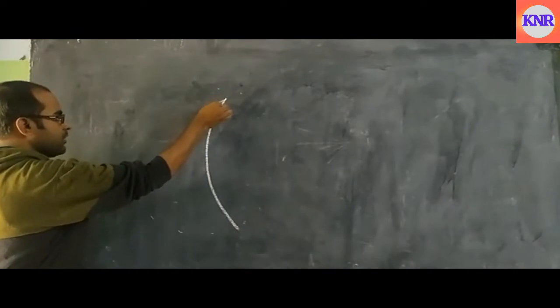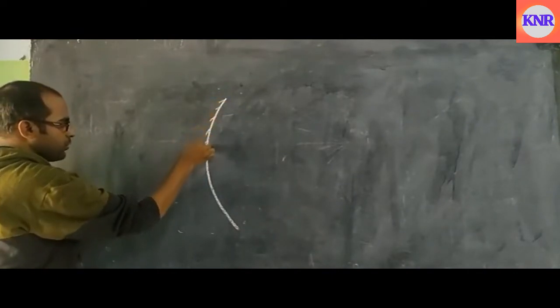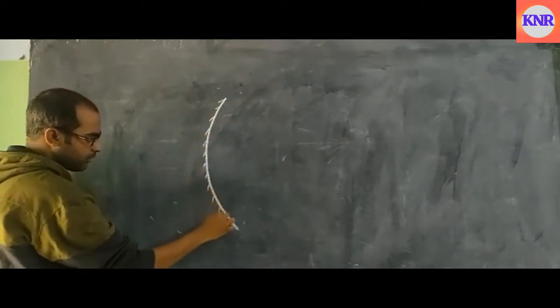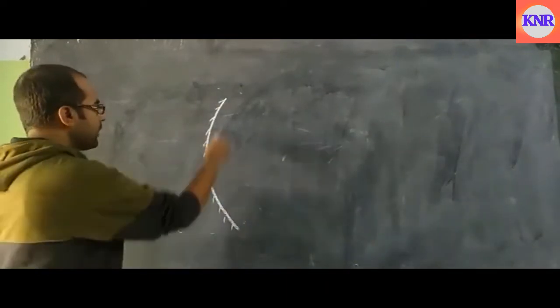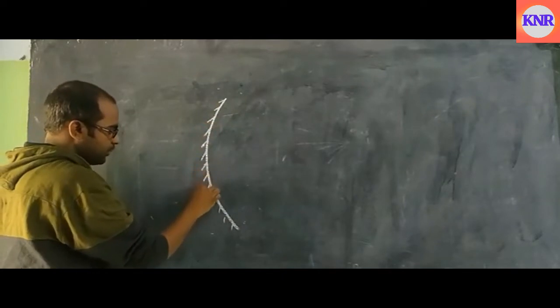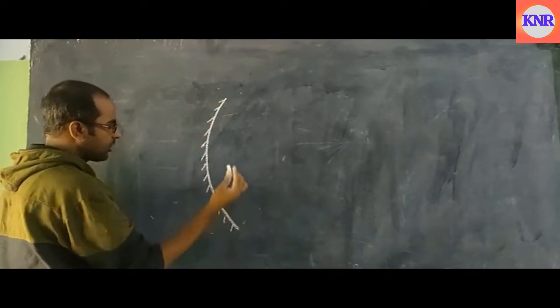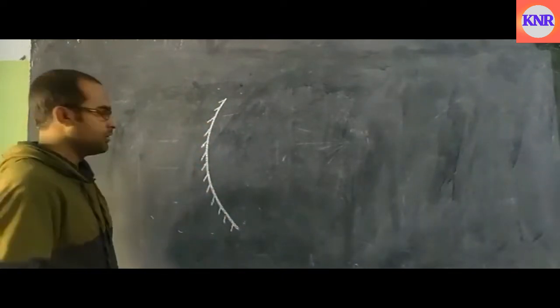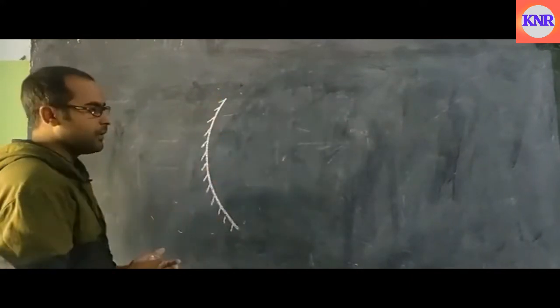What are the terms we use in a concave mirror? So this is a concave mirror, right? And it is silvered. You should not forget this. Silvering should be done properly, otherwise it will not represent any mirror. So it's a concave mirror.